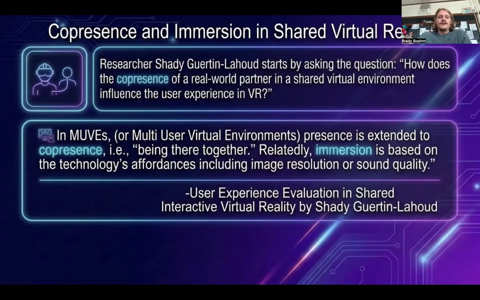And our researcher, Shady Geerton Lahoud, starts by asking the question, how does the co-presence of a real-world partner in a shared virtual environment influence the user experience in VR? Really, it's about finding that meaningful experience together. And it's really about how the co-presence of another person influences the outcome of that game or that space.